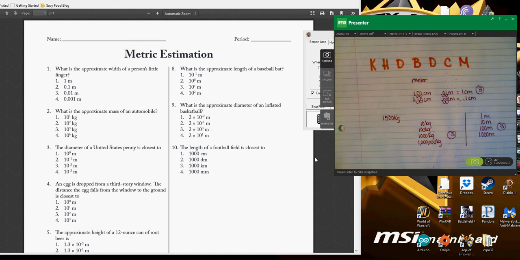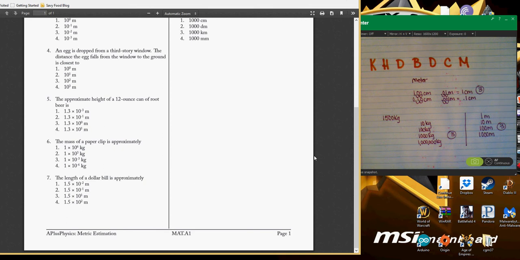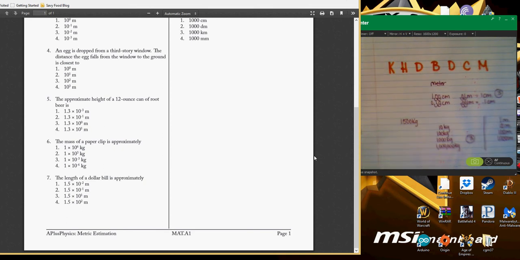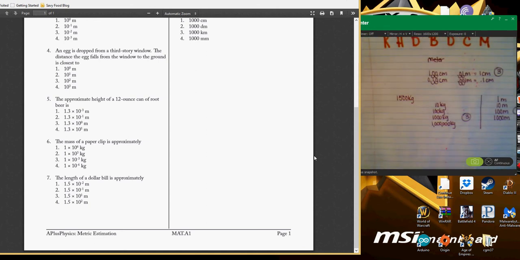Okay, question number 6 we're going to go to. The mass of a paperclip is approximately which of the following? So we're going to judge based on what you think a paperclip's mass should be.